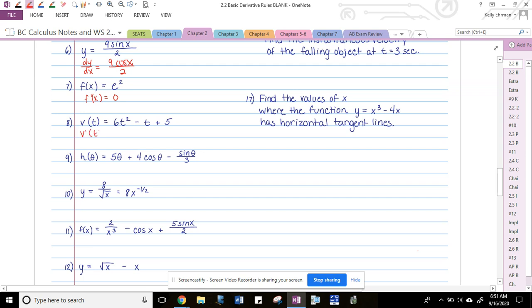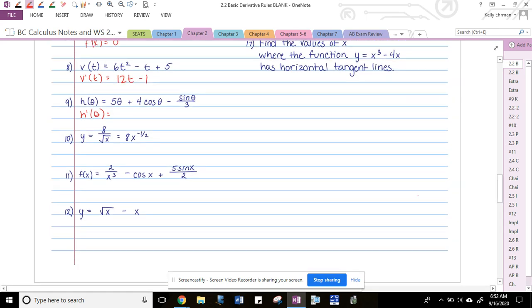V prime of t should be 12t minus 1. H prime of theta, remember theta is the variable, so 5 theta is like a 5x. Derivative of 5 theta is 5. Derivative of cosine is negative sine, so minus 4 sine theta, and the derivative of sine is cosine, so this is still minus cosine theta divided by 3.